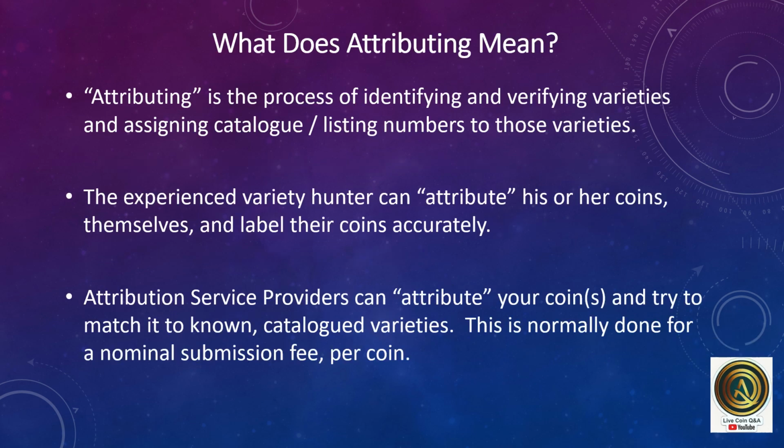What does attributing mean? Attributing is the process of identifying and verifying varieties and assigning catalog or listing numbers to those varieties. The experienced variety hunter can attribute his or her own coins themselves and label their coins accurately. Attribution service providers can attribute your coin and try to match it to known cataloged varieties. This is normally done for a nominal submission fee per coin.